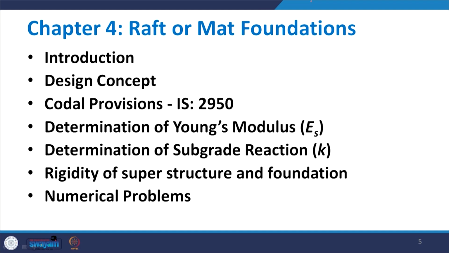In the code there are many issues that require discussion and clarification on how to use it, and a lot of things are given in IS 2950 for raft foundation, particularly related to its design. So we are going to cover that. For example, determination of Young's modulus Es, subgrade reaction K, and rigidity of superstructure and foundations are given in the code. All the codal provisions will be covered, and then finally we are going to discuss numerical problems. We will talk about some part today and continue in the next lecture.